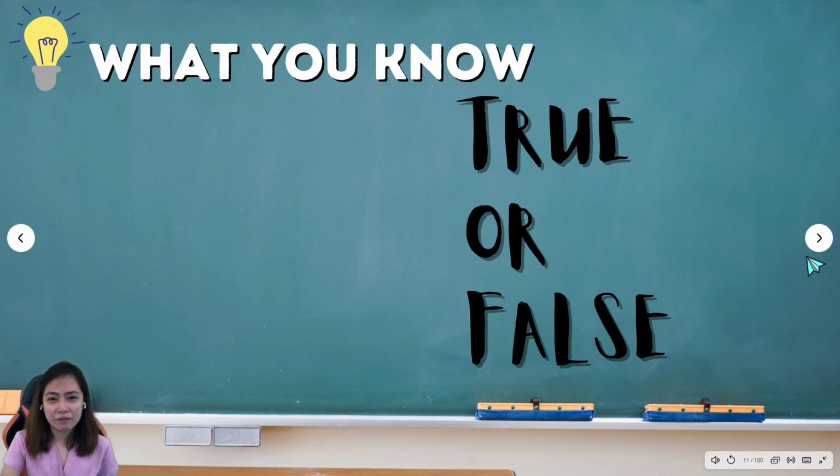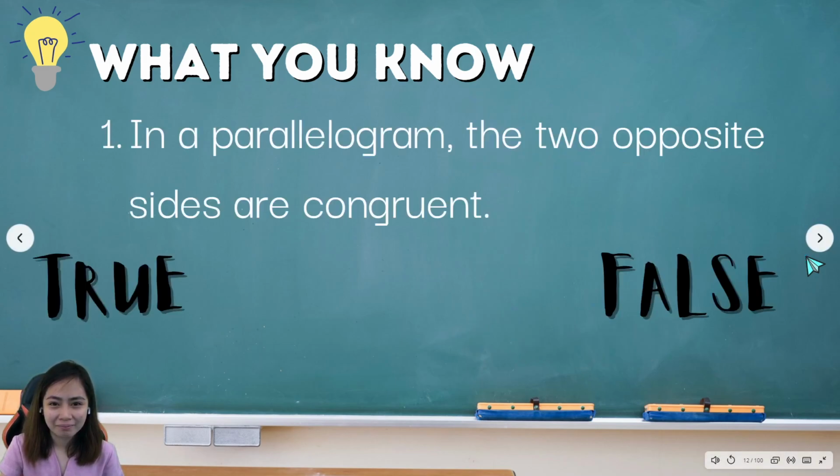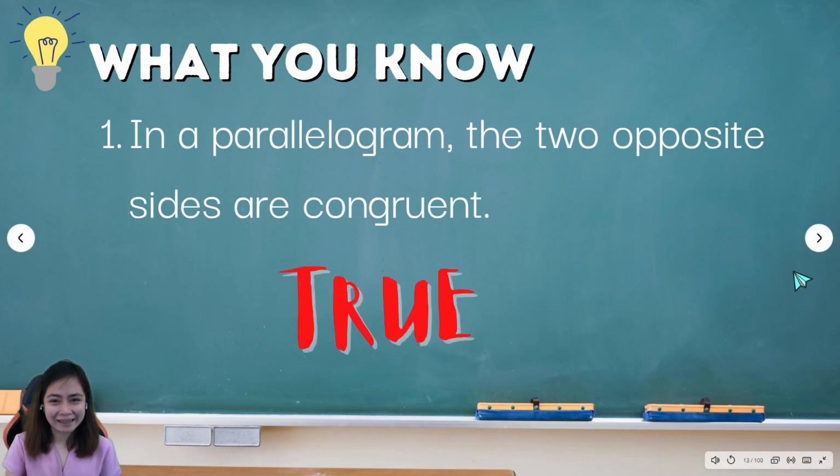Let's have a short activity to see how much you already know about this lesson. Write true if the statement is correct and false if it is not. Number 1. In a parallelogram, the 2 opposite sides are congruent. Is it true or false? Correct. The answer is true.